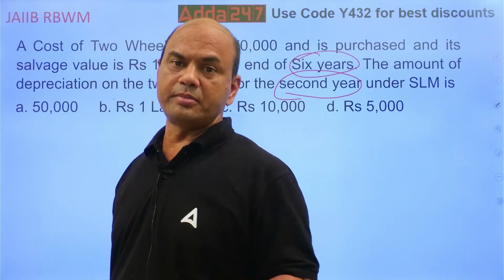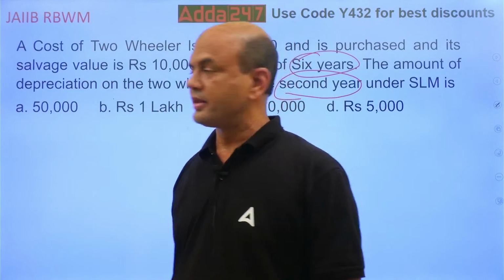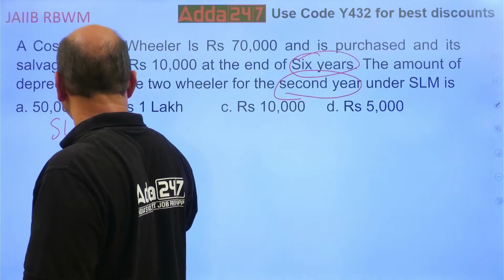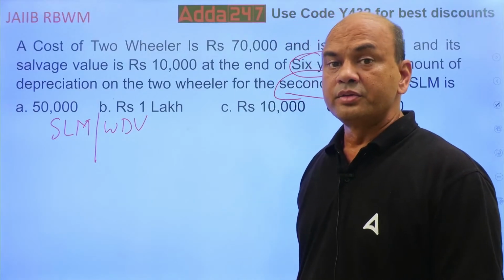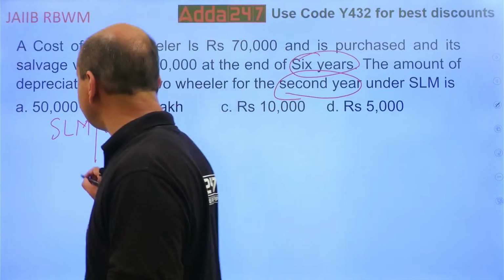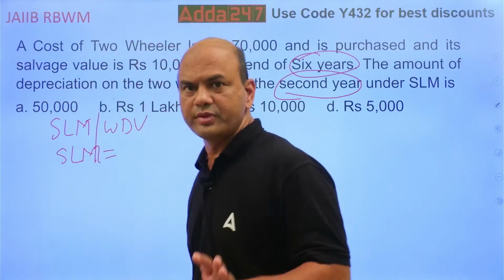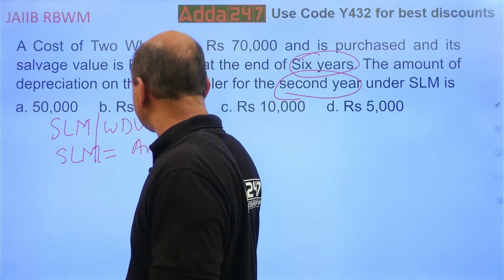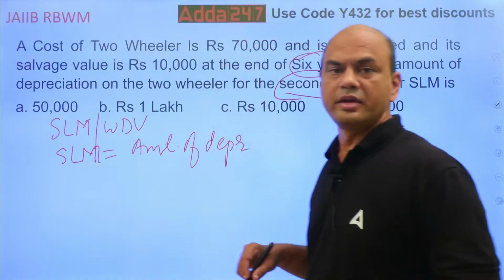Firstly understand, in RBWM we have 2 methods. One is SLM and second is WDV, written down value. Straight line and WDV. So, what is SLM? Kindly understand the meaning of SLM. In the SLM method, there are 2-3 important points. One, the amount of depreciation is always constant.